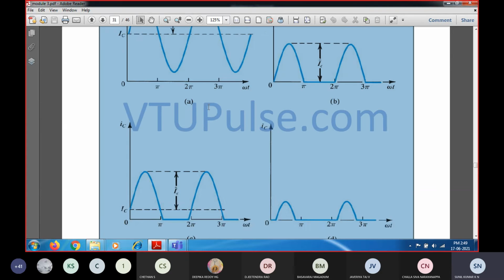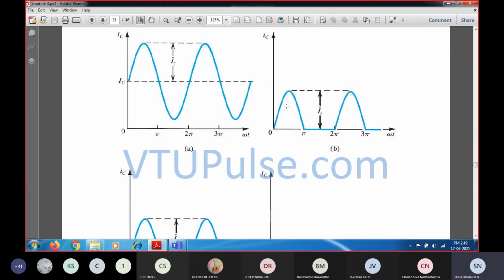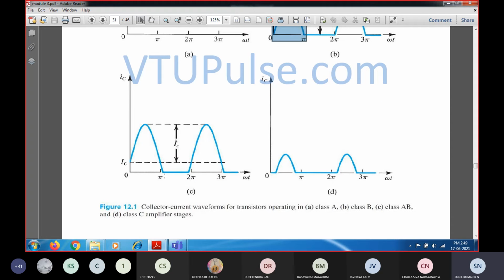Here in this case the operating angle is the entire 360 degrees. Here it is 180 degrees, the operating angle being 0 to pi. Here you can see the output is varying for greater than pi. So the operating angle for this class AB amplifier is greater than 180 and less than 270. That is the operating angle for a class AB amplifier.